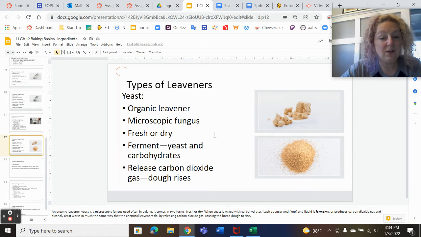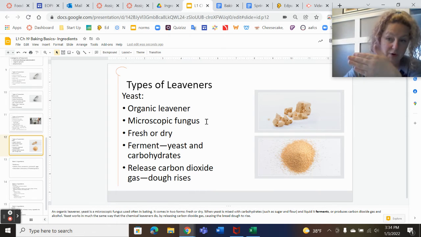Yeast, this is organic. So yeast is a fungus. It is a microscopic organism. It does not make you sick. It does ferment. And by fermenting, what that means is that the yeast eats the carbohydrates or sugars out of your product, and it releases carbon dioxide through the byproduct. So this does take a little bit longer.